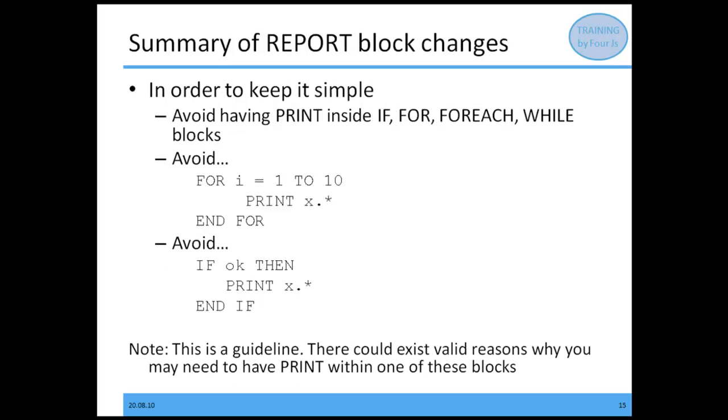We want to avoid having any sort of complexity in our data view. We want to know that the data is going to be there, so avoid having prints inside of if statements, for each statements, or while blocks. So you want to avoid things like for I equal to 1 to 10, I'm going to print out a variable. You're going to want to avoid things like if okay, then I want to print X. This is just a general guideline. However, note that this is a guideline. There could exist valid reasons why you may need to print within one of these blocks. However, if you can avoid it, you should.